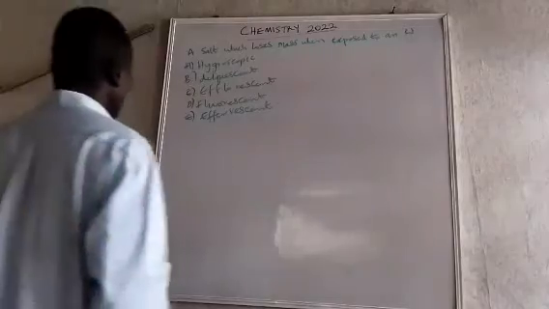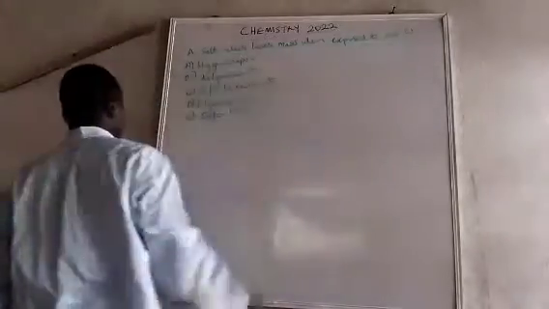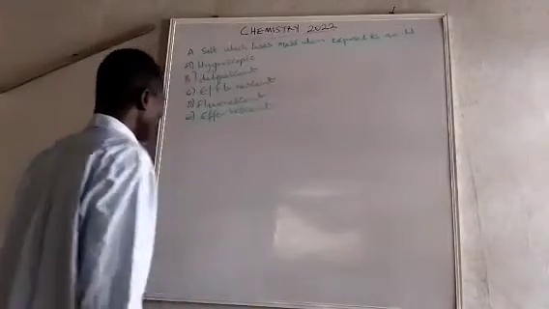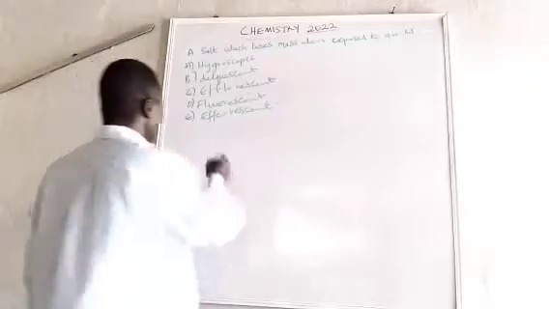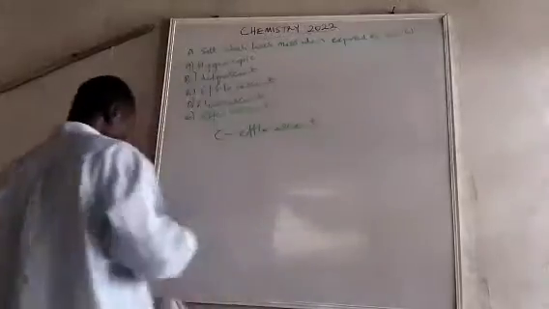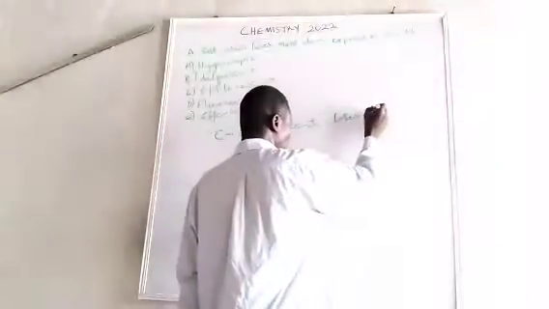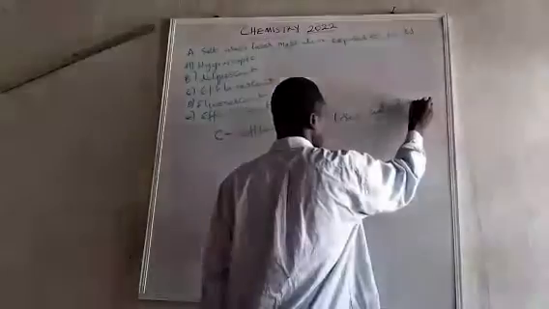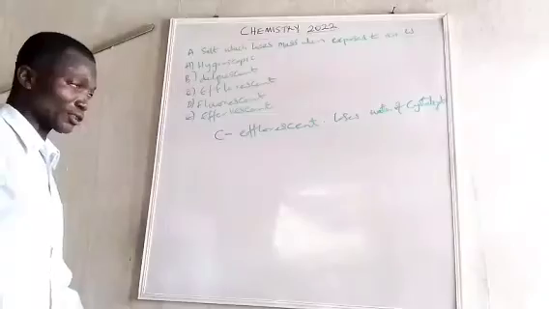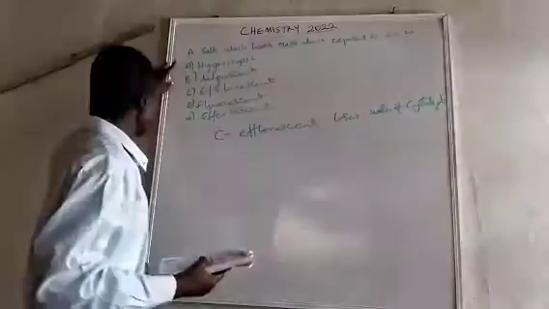Now the next one says, a source which loses mass when exposed to air is A, hygroscopic, B, deliquescent, C, efflorescent, D, fluorescent, E, effervescent. The answer is C, efflorescent. Now, what happens? It loses some or all of the water of crystallization. That's what happens. So, for you to get this, you go and read under salt, acid, base, and salt, I think.